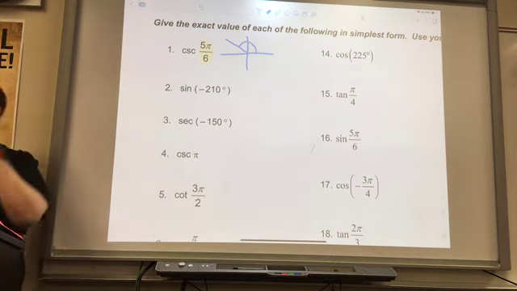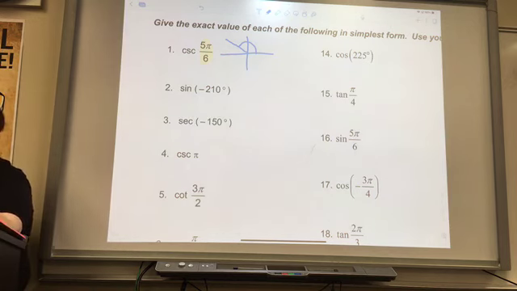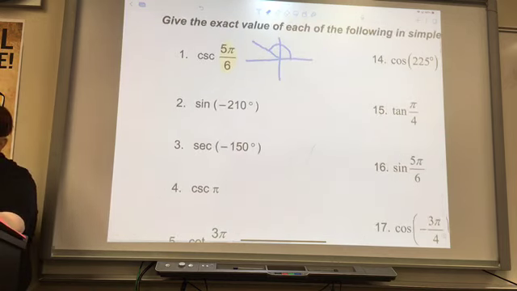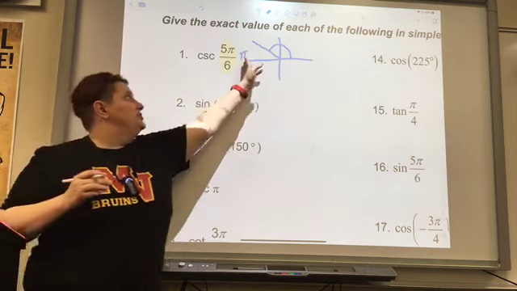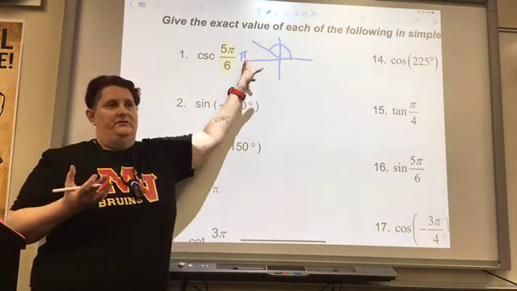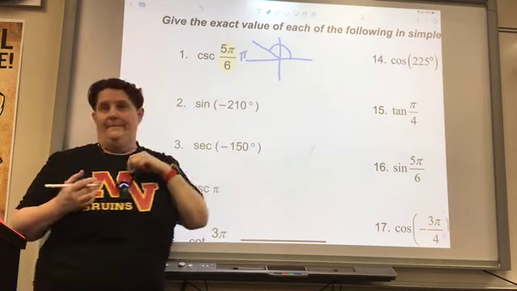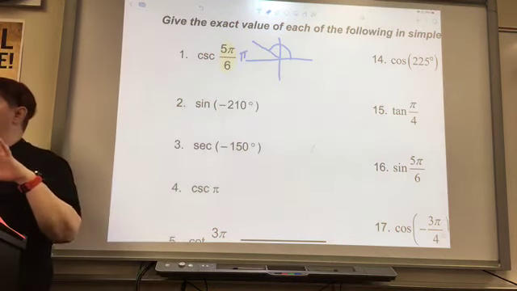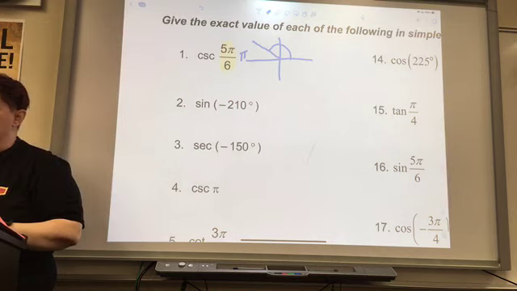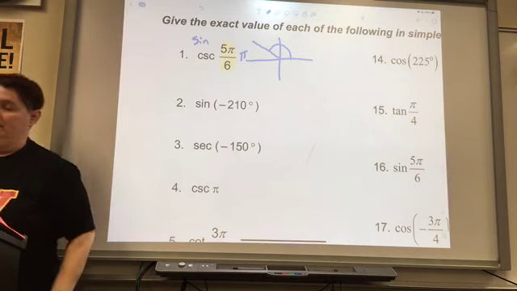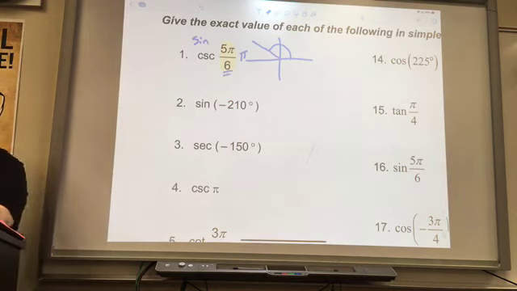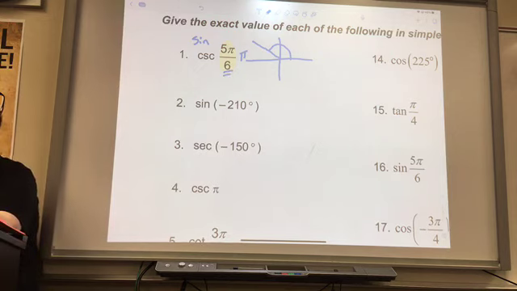Okay, guys, we'll go through these a little bit slow and then we'll pick up the speed. You ready? Okay, this is pi. 5 pi over 6 is just less than pi, because that's 6 over 6, right? So you draw it there. Good so far? Okay, guys, cosecant is 1 over sine. Now look at that and tell me what's the sine of pi over 6 off your best friend chart.